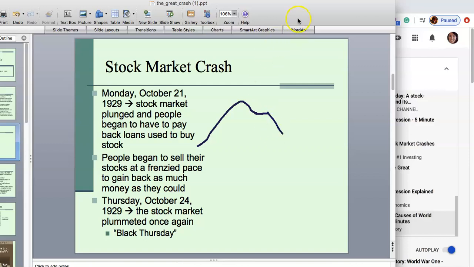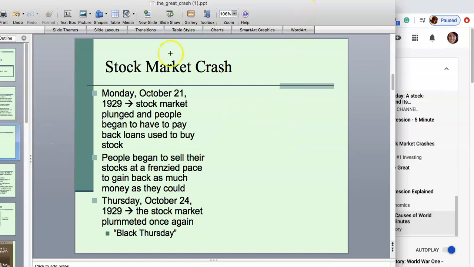This is known as Black Thursday. Black Thursday is what becomes known as this. So we take another plunge. Now what happens is the stock market closes at 5 p.m. on Friday. So there's no stock market buying, selling, trading, or anything like that on Saturday and Sunday. So Thursday, the stock market takes another plunge.